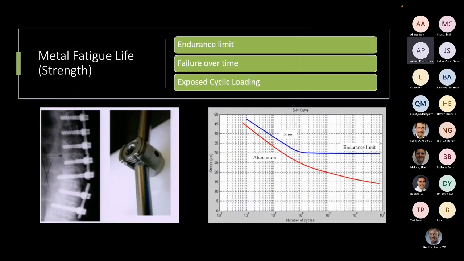It's also important to consider this fatigue life, especially with how it relates to the notch sensitivity in titanium. The way to think about fatigue life is it's the endurance limit of the metal. So how long does it take to fail when it's exposed to multiple cycles? The reason it's important is because of the example down here at the bottom, where the rod fatigues and breaks, and then you have failure of your construct.